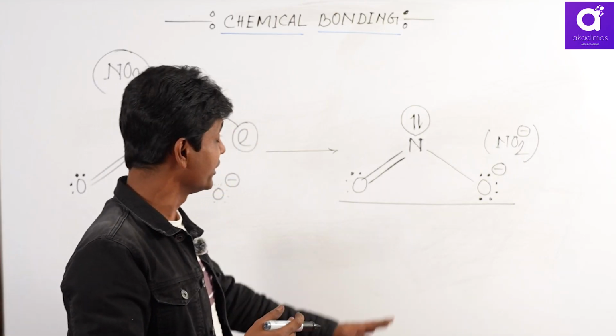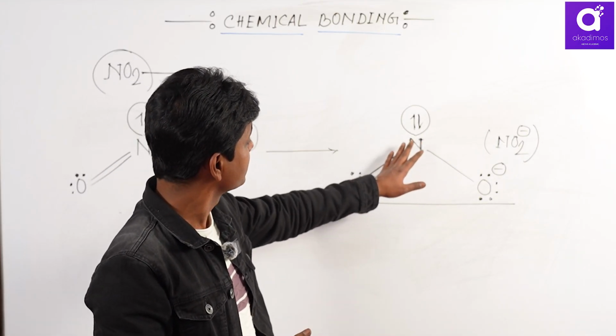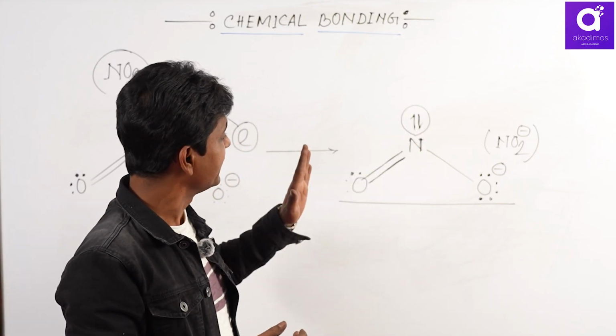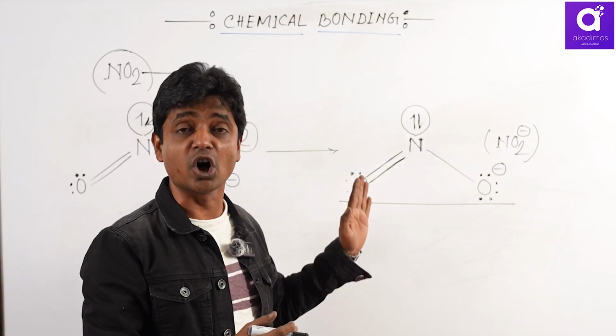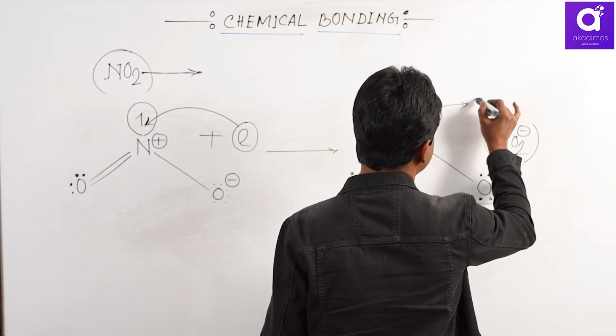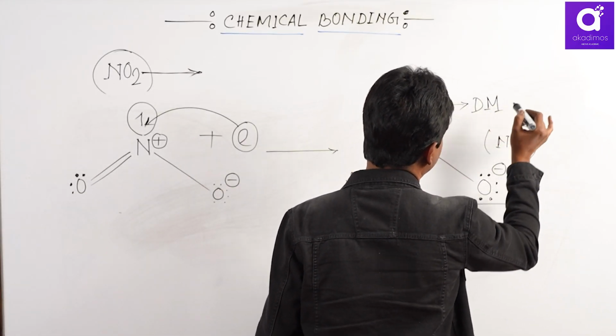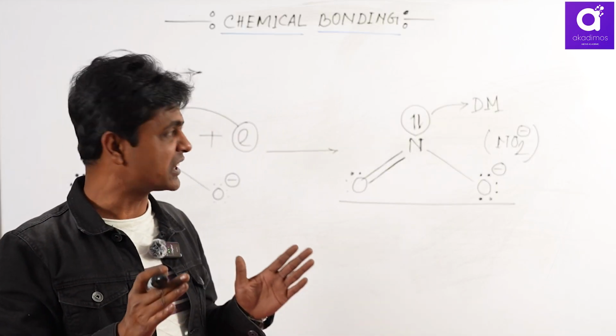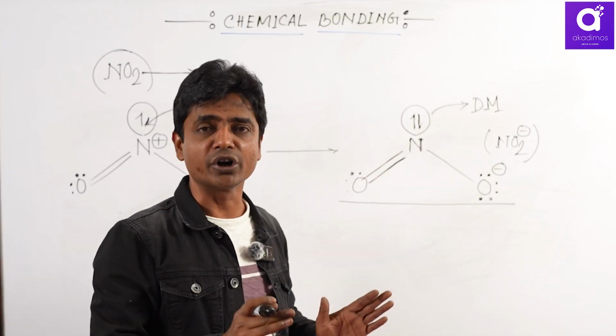And remember, when it becomes octet, then its paramagnetic character is lost. That means NO2 minus is a diamagnetic species. It is diamagnetic, and its color is colorless since there is no odd electron.